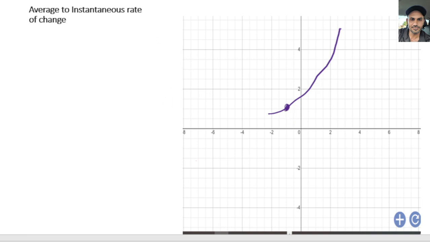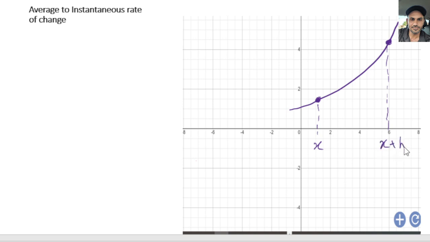For simplicity, I'm going to make the values positive, so let me redraw the whole thing. Here we go. We have one point here where our one x value is right here. The first x value is just x, and the second x value is x plus h, which is h units away from x.